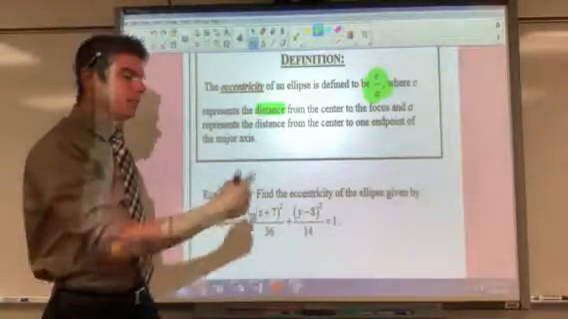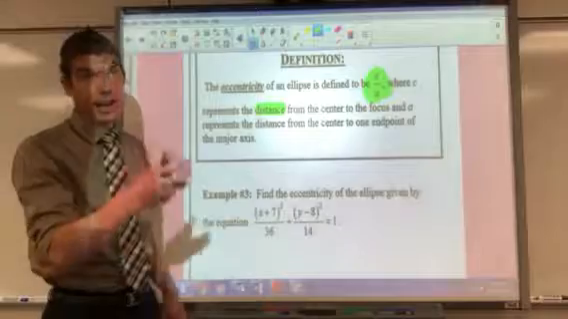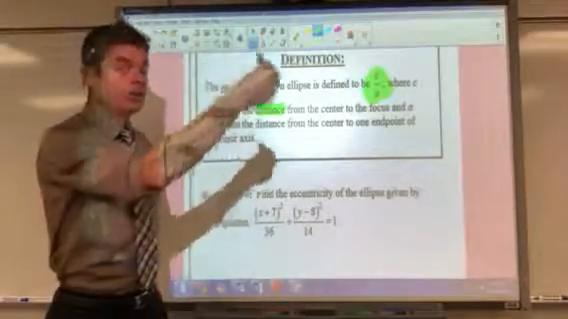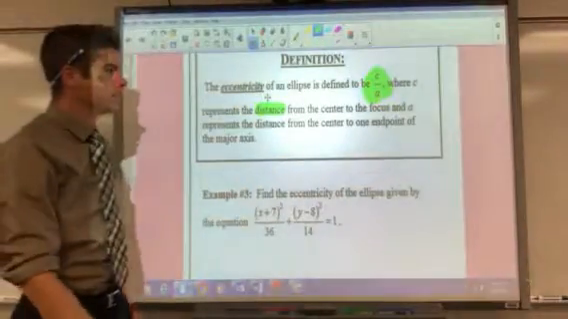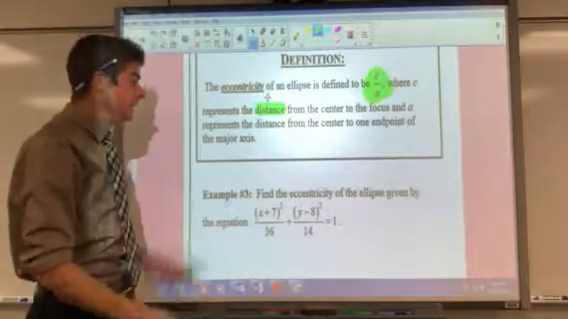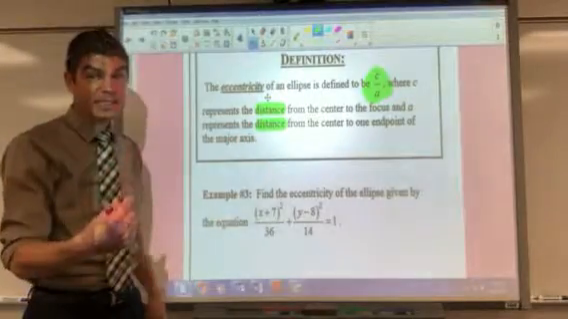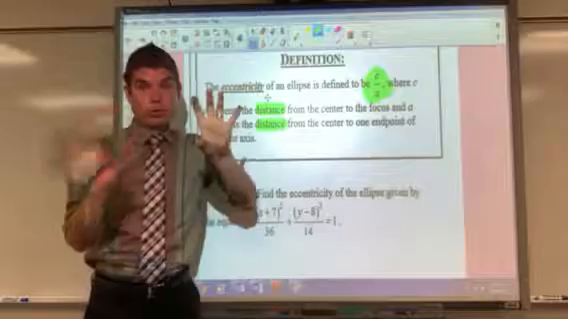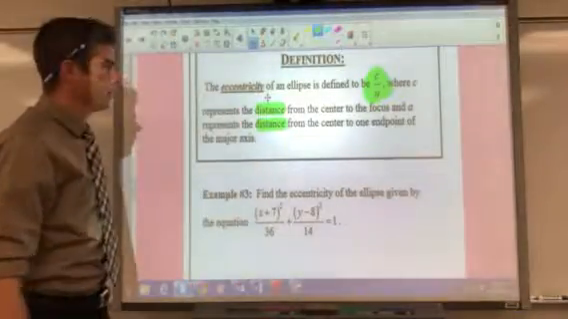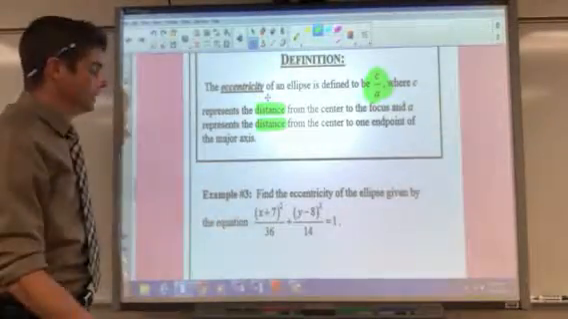So C is the distance to the focal point, and A is half of the major axis, so from the center to the end point of one of the major axes. And again, it's a distance, so we're going to think of it as positive, even though when I graph it, I'm doing plus and minus on either side. Okay, and that's it. That's just the ratio, C to A.